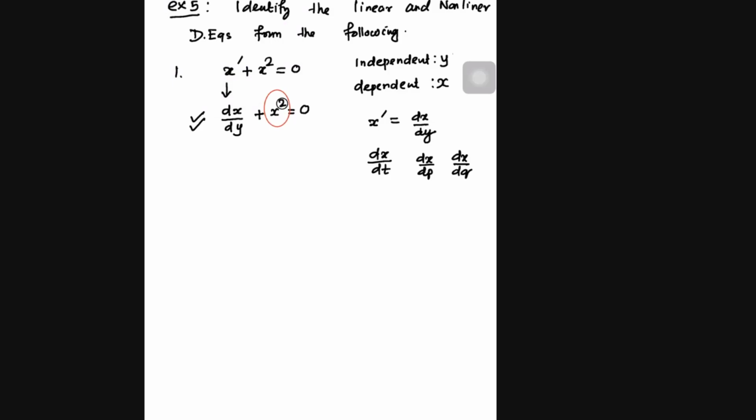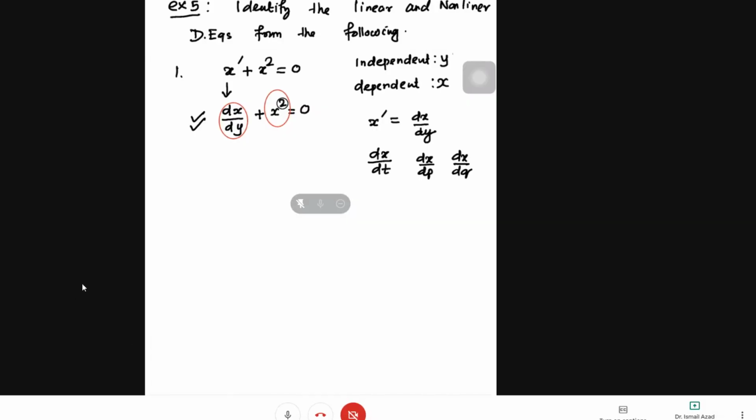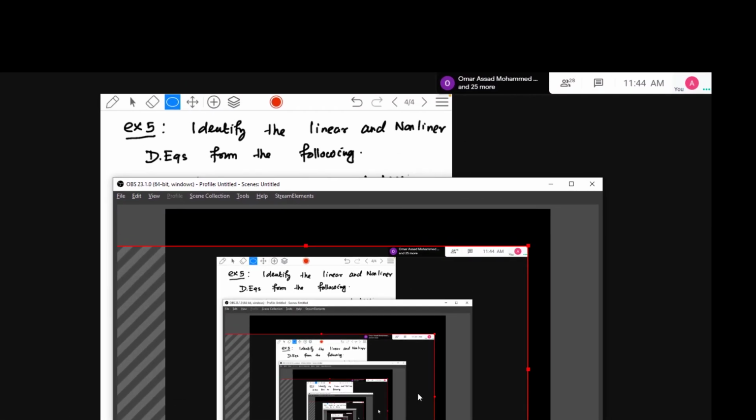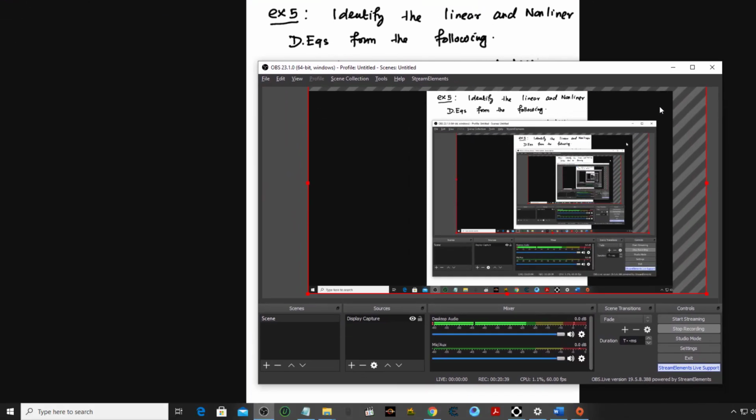Okay. Here is the derivative of the dependent variable. Even the degree of the derivative should be 1. Must be 1. So here it is 1. But since the degree of the dependent variable is 2, it will nullify our test and it is non-linear.